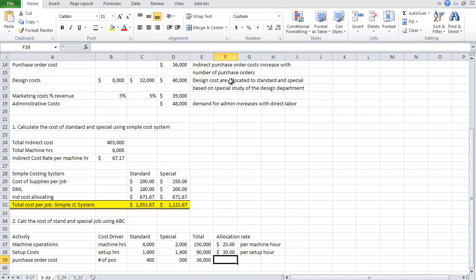Therefore, we need to now actually do some more division. So let's see, if I take 36 and divide that by the sum of 400 plus 500, that gives me $40 per purchase order.